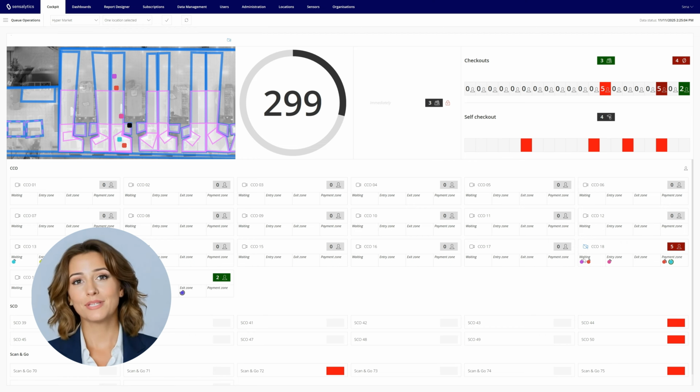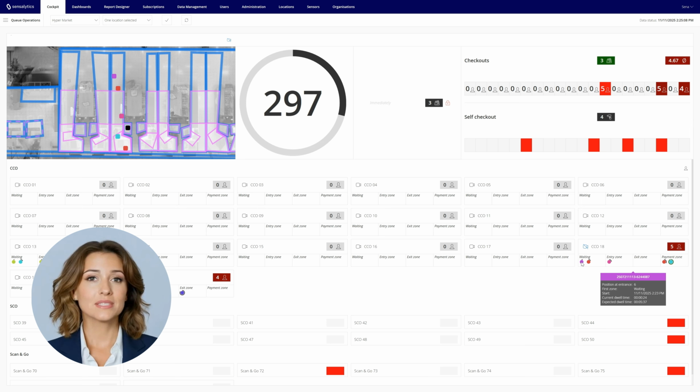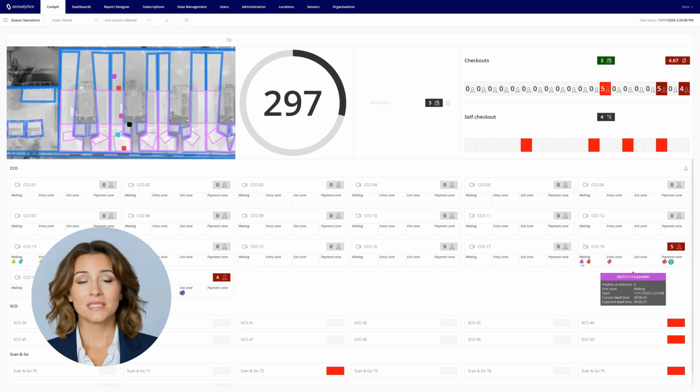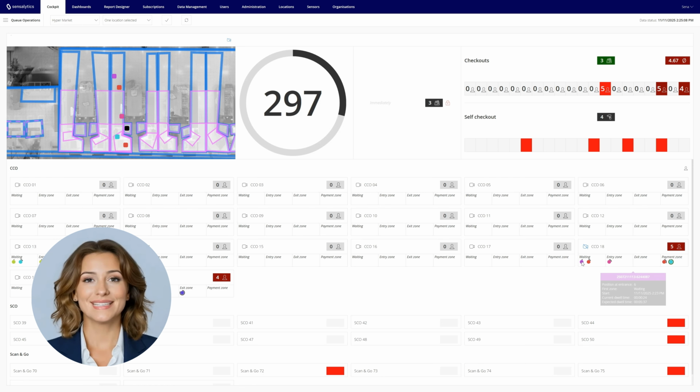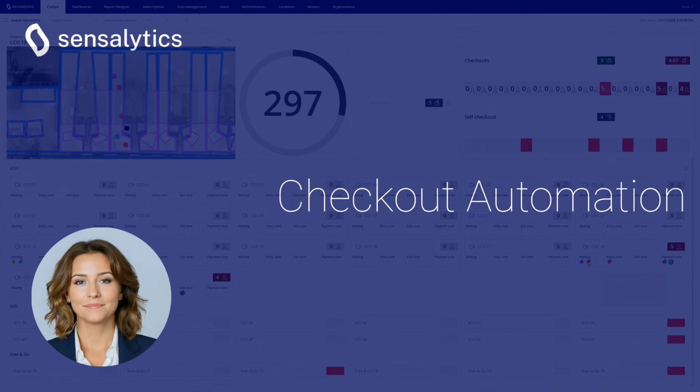With our real-time object rule engine, we do not only detect who is queuing, but also automatically group companions. For example, the two objects being in the payment zone will be grouped in one transaction. The Sensalytics queue management system does not only show the queuing persons, but also knows how long a person will be queuing and how many checkouts need to be opened to achieve your efficiency and waiting times KPIs.